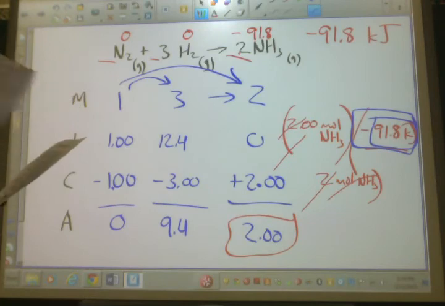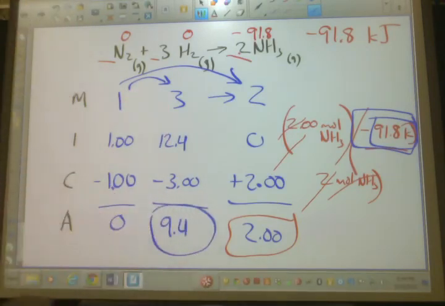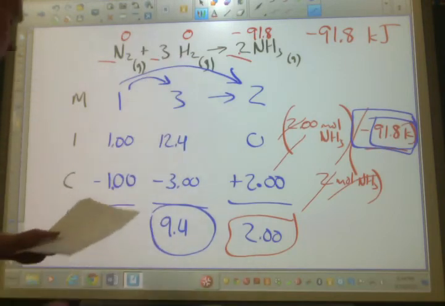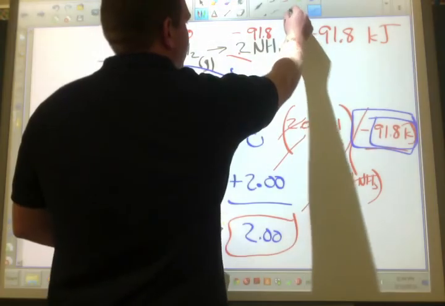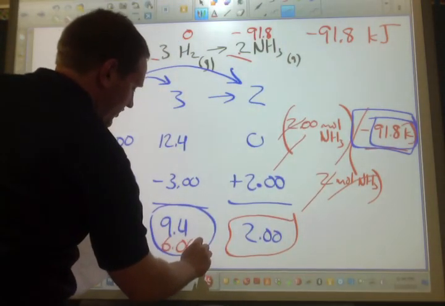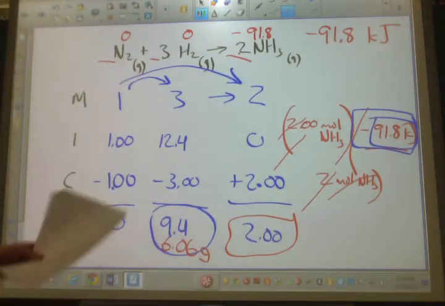Letter B. How much of the excess reactant or reagent was left over? We already solved that. Excess. 9.4 moles. If you want to convert that into grams, multiply it by the molar mass of H2, which is 2.01. And for this one, you get 6.06 grams. Okay?